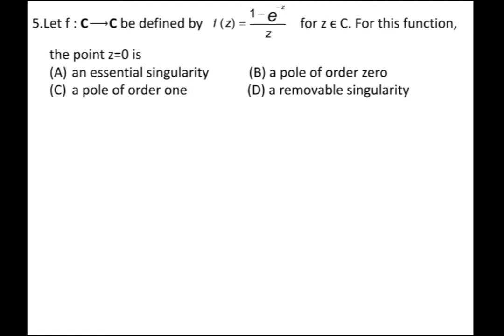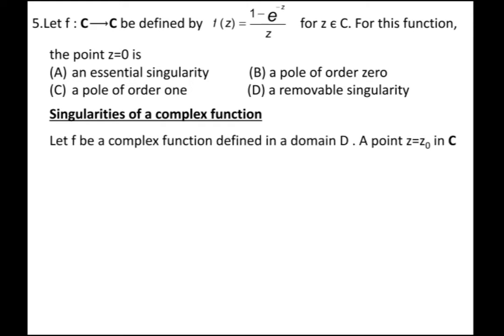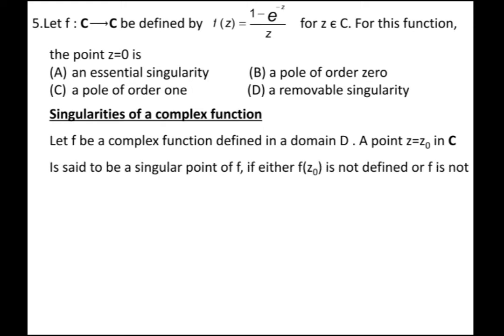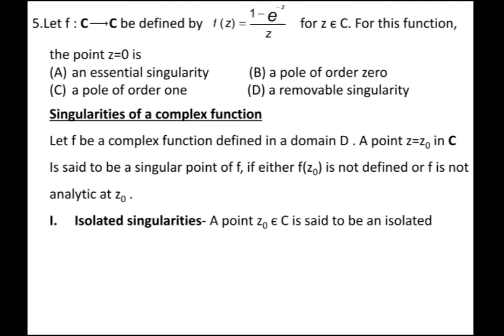So before going to the solution of this problem, we have to recall the definitions of singular points and different types of singularities. So, singularities of a complex function. Let f be a complex function defined in a domain D. A point z equal to z0 in C is said to be a singular point of f if either f is not defined at the point z0 or it is not analytic at the point z0. So this is the definition for singularities of a complex function. Mainly there are two types of singularities, isolated and non-isolated singularities.